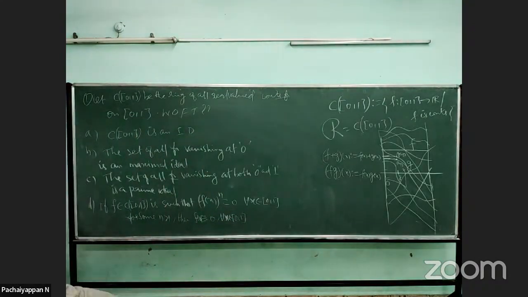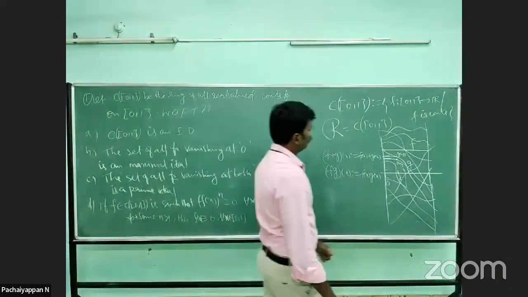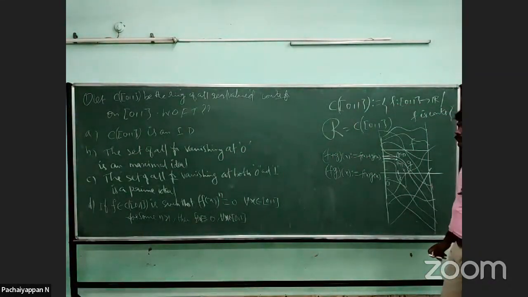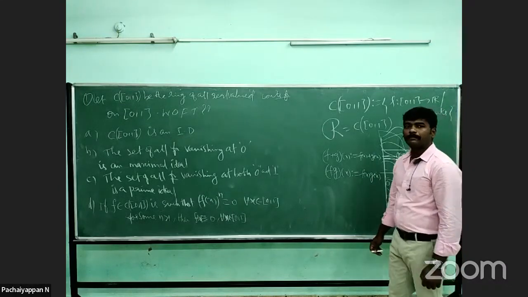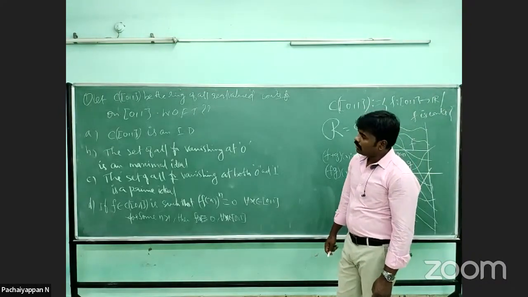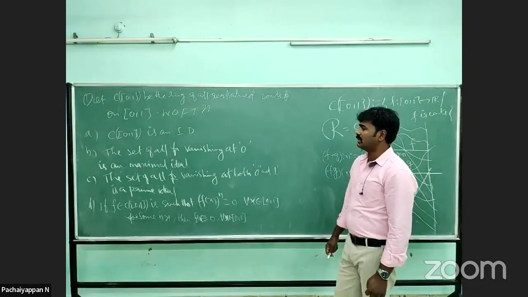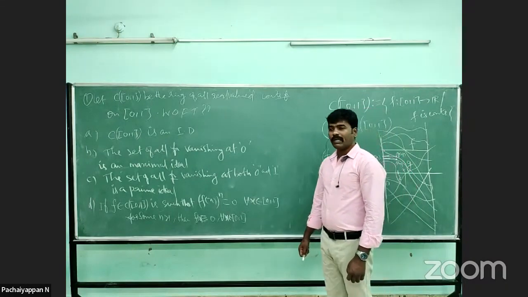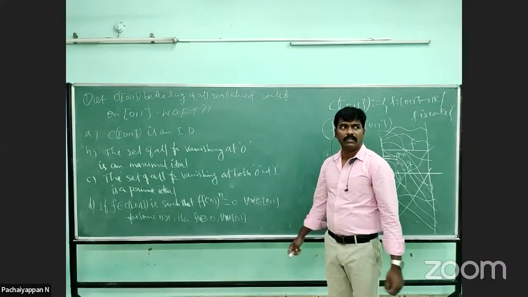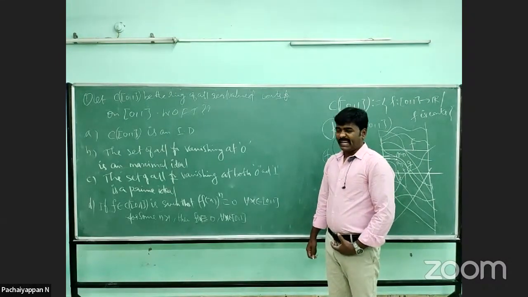Please read the question. Know the answer, please. Respond to me, I will explain in detail. Read the question paper, please. Option B. The set of all functions vanishing at zero is a maximal ideal. Okay, good, right? What about the remaining options? Remaining options, please. Okay, anyway, people, you should try.